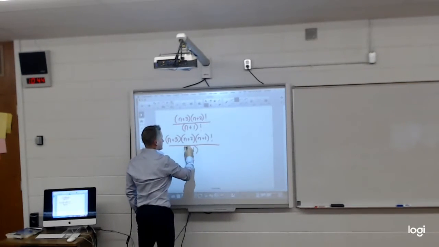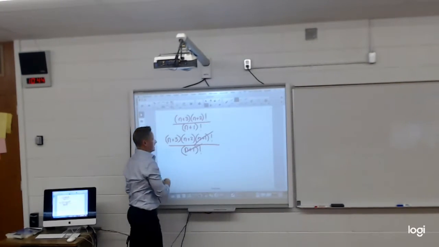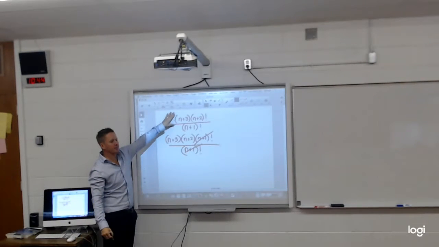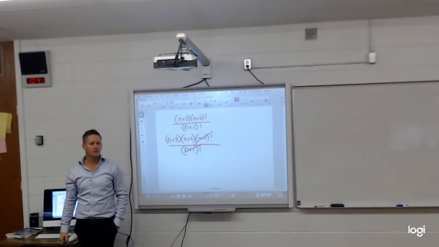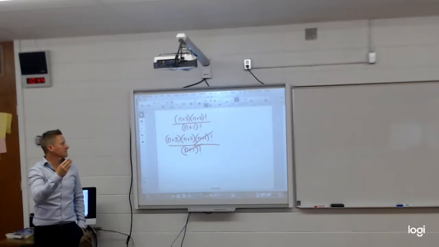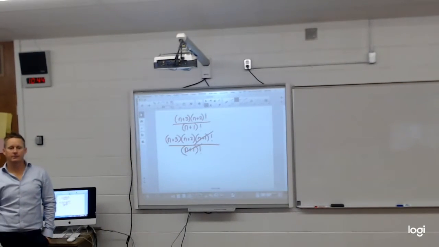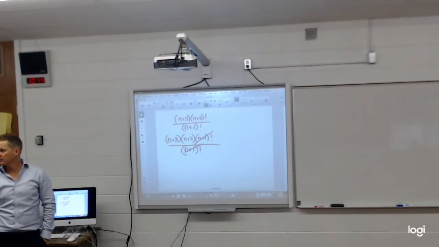Because now I have the same on the top and the bottom, and those cancel. So what is this simplified then? N plus 3 times n plus 2. All I'm doing is subtracting 1 off of each of the values to get to the next value. No, my larger value is on top. That's why I have stuff left on top.